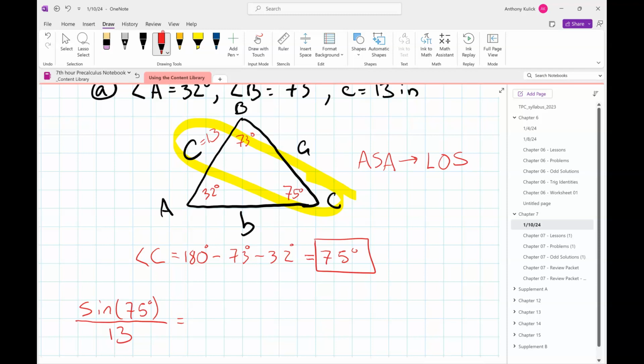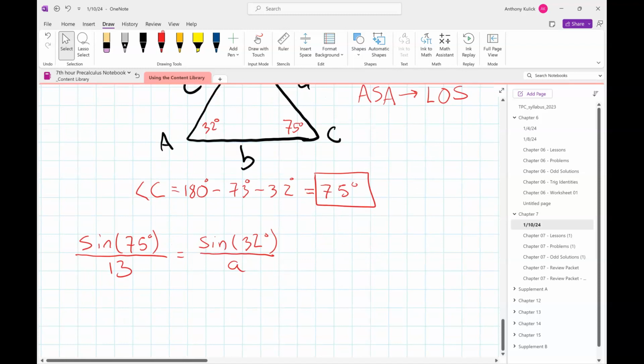Now I need to make a choice. Should we solve for side A first or side B first, or does it not matter? In an angle side angle situation, it does not matter. I'm going to choose to do alphabetical order, and I'm going to find side A first. So I'm going to complete the other part of our law of sines to say sine of angle A over side A. Is everybody okay there?